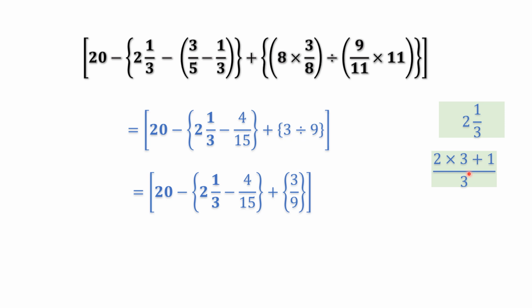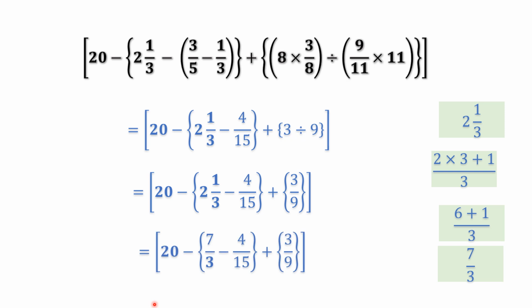So plus 1. Now of course 2 into 3 plus 1, the multiplication is done first. So 2 into 3 is 6 plus 1, and 6 plus 1 is 7 by 3. Okay. So in the next line, let us put 7 by 3 here. Instead of 2 1 by 3, we are putting 7 by 3. Everything else is the same.